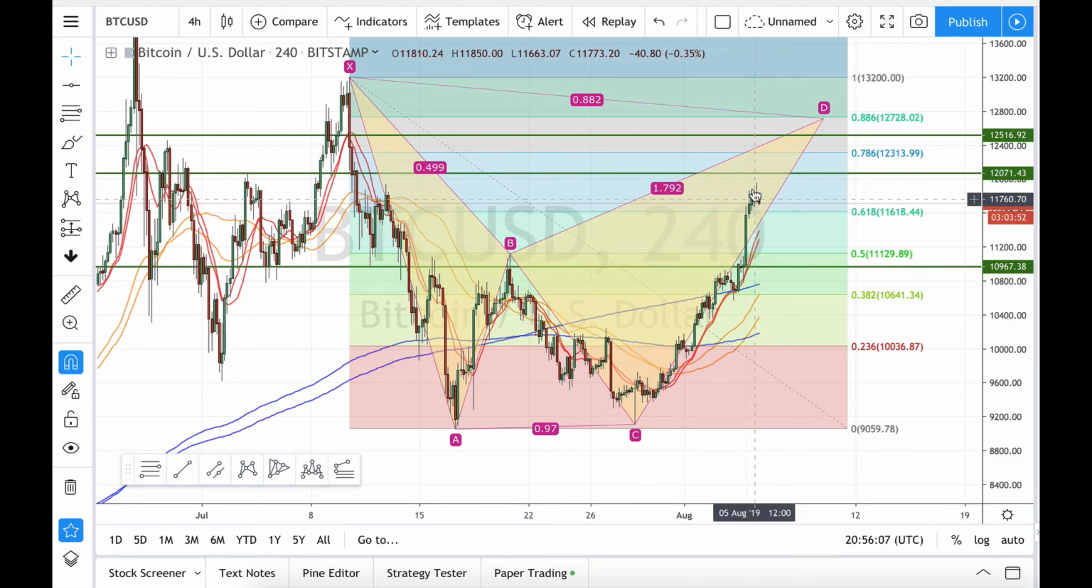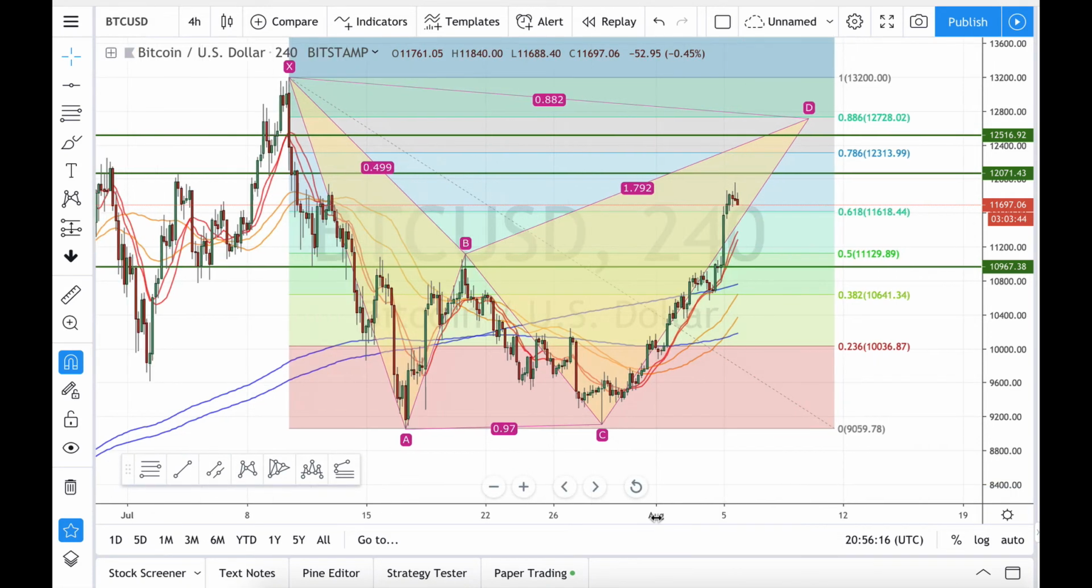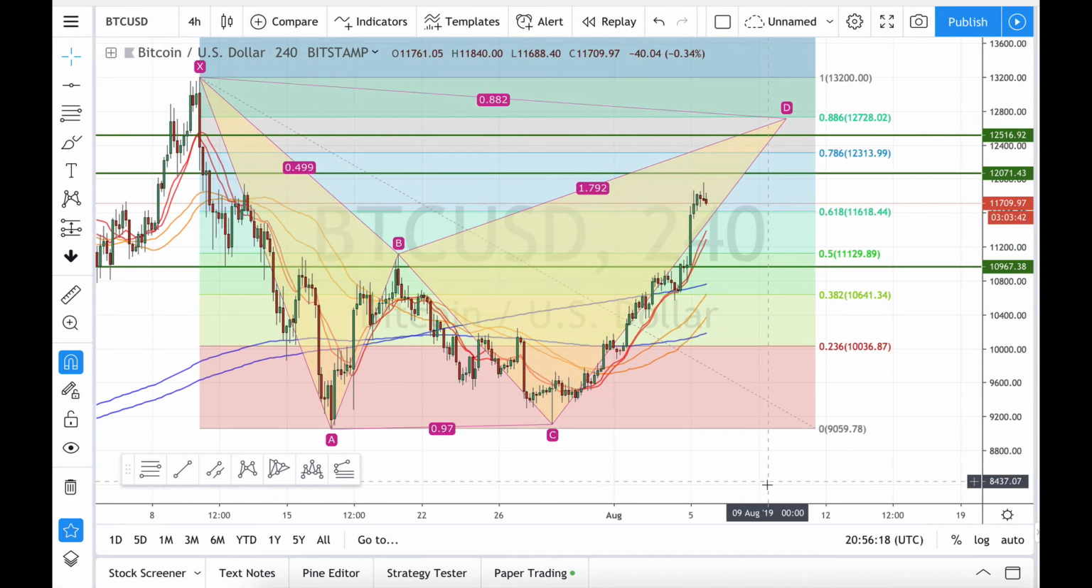And for now, you can be looking for some nice scalping, as I showed you. Might be a little bit too late for this one, but keep that in mind for the future.